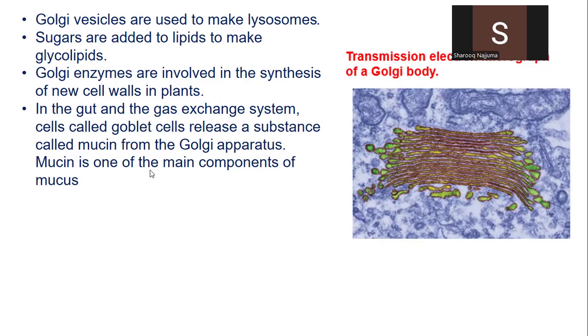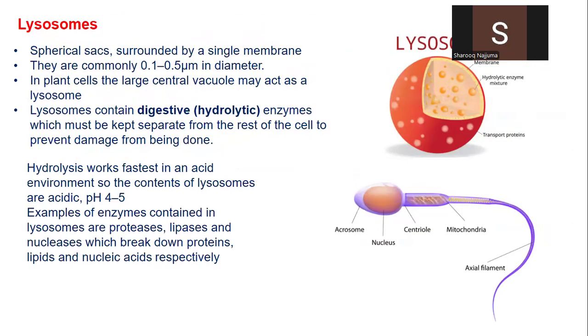You know how our gas exchange system needs the mucus to trap pathogens or dust that comes along with the air. So that mucin, which is used to make mucus, is made from the Golgi apparatus in those goblet cells. So those goblet cells have a lot of Golgi bodies so that they can produce as much mucin as possible and make as much mucus as possible.